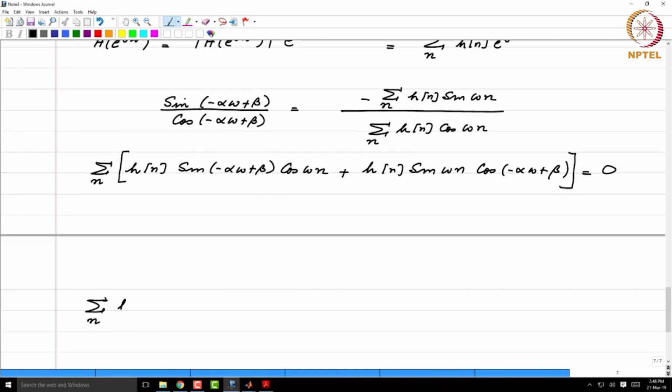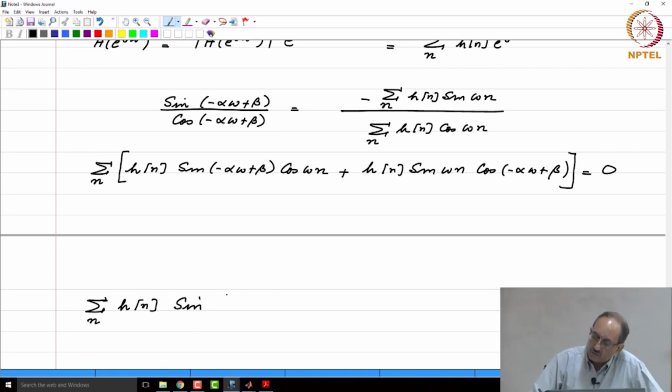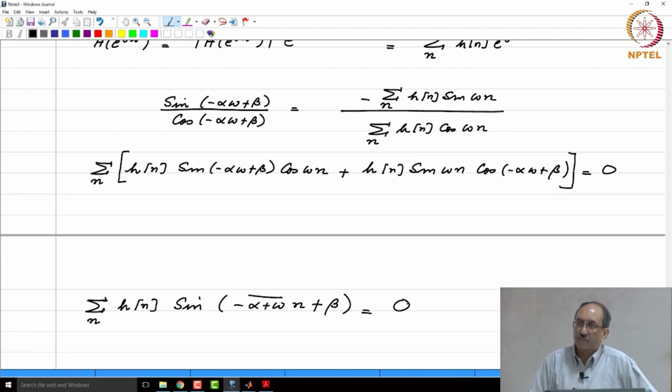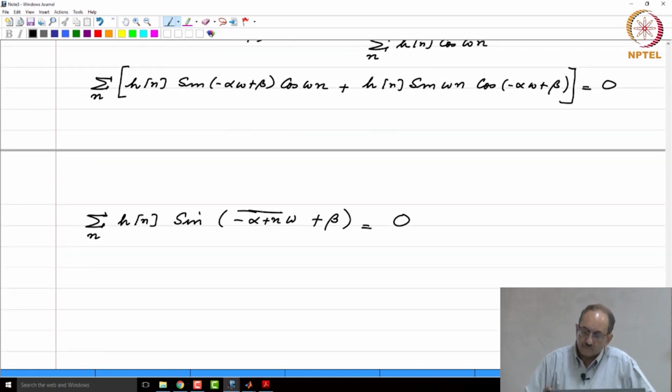So this is sum over all n, h of n. So this is of the form sin a cos b plus cos a sin b. So this is sin of a plus b. Therefore this is sin of minus alpha plus n times omega plus beta must be 0, right. Sin a cos b plus cos a sin b. Oh, so minus, sorry, this is minus alpha plus n times omega. Yeah, now this is okay.